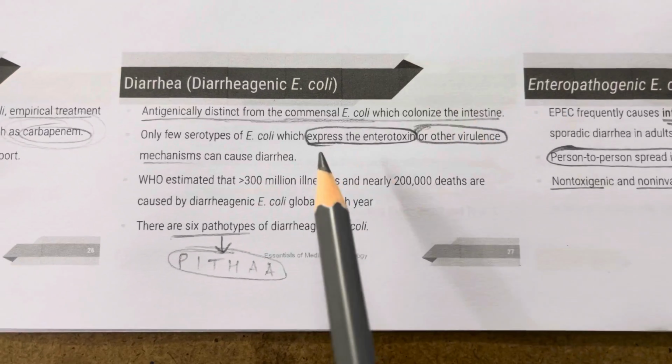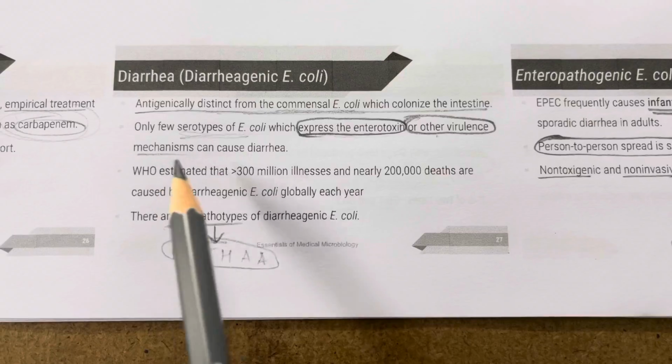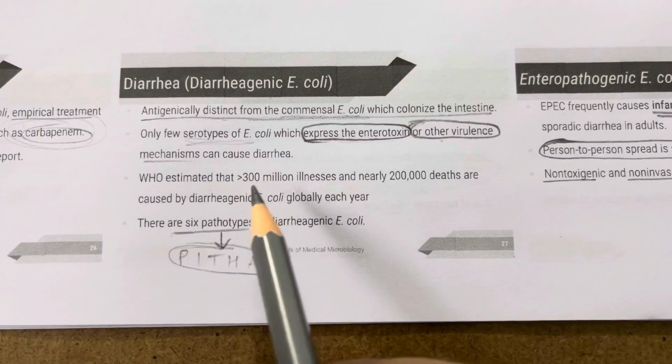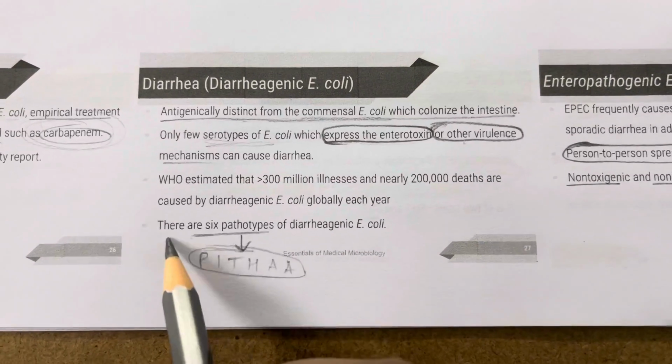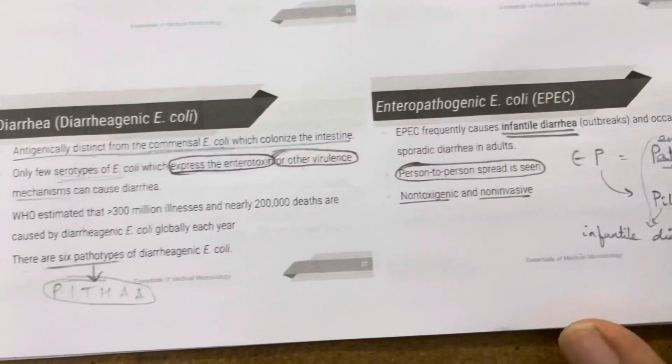coli, which colonizes the intestine. Only a few serotypes of E. coli which express the enterotoxin or other virulence mechanisms can cause diarrhea. And WHO estimated that greater than 300 million cases. And there are 6 pathotypes of diarrheagenic E. coli.